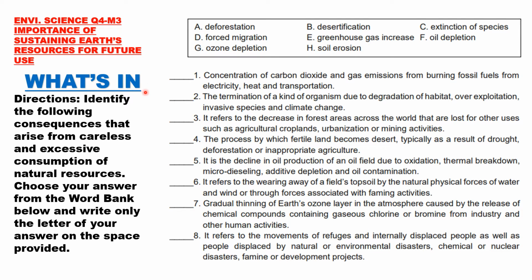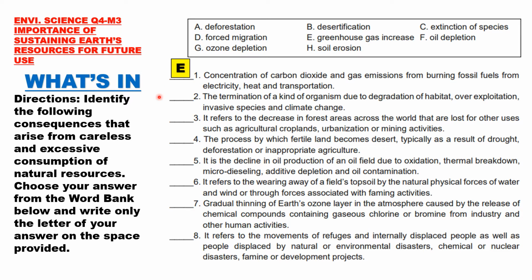What's in? Identify the following consequences that arise from careless and excessive consumption of natural resources. Choose your answer from the word bank below and write only the letter of your answer on the space provided. Number 1. Concentration of carbon dioxide and gas emissions from burning fossil fuels from electricity, heat, and transportation. Answer: E. Greenhouse gas increase.